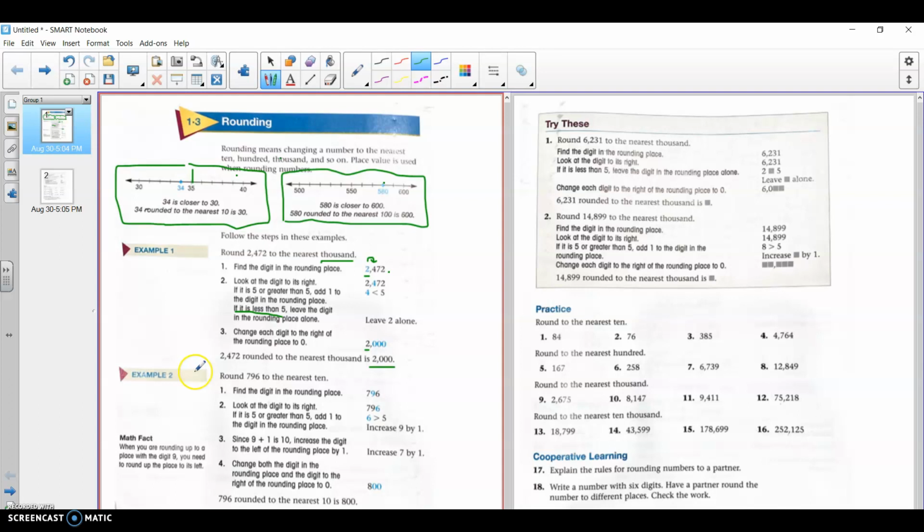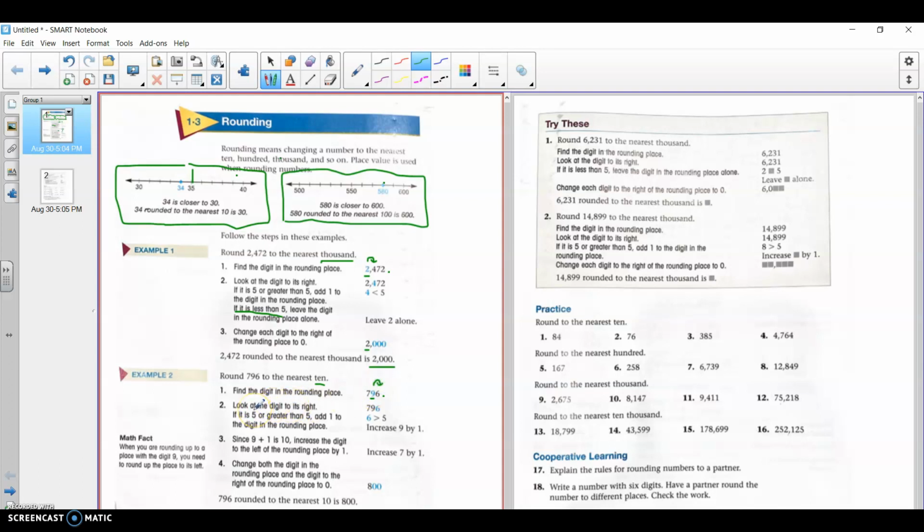Example 2, round 796 to the nearest 10. So you have to understand what they're asking for. In this case, step number 1, find the digit in the rounding place, which is tens. So every number has a decimal. There's my decimal. This 6 is in the ones, 9 is in the tens, so I'm going to underline it. There it is. And then I'm going to do a little arrow to my neighbor, which I know is the 6.